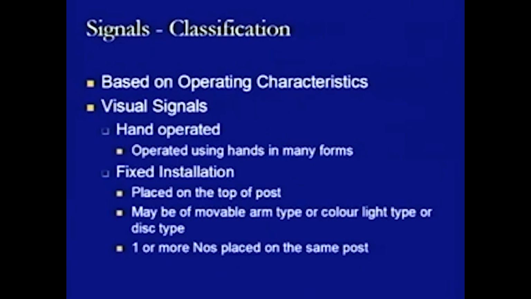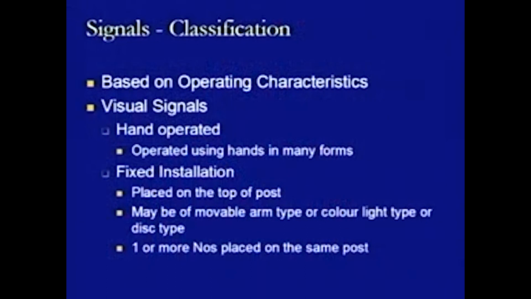The fixed installation signals, on the basis of operating characteristics, are those which remain at one location only, and most of the time they are placed at the top of a post. They may have movable arms or colored lights by which the indications are given to the drivers, or sometimes they are also provided in the form of a disc. There can be one or more than one signal on the same post. That type of installation comes under the category of fixed installation.